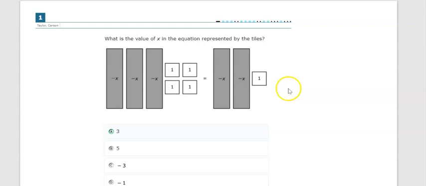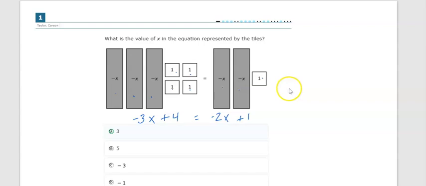Okay, so the first thing you have to do is write the equation. You have 3 negative x's, so you just write that as negative 3x. These are positive ones. There are 4 of them, so that's plus 4. Then you have 2 negative x's, and then 1 positive. So we have to put the variables on the same side.